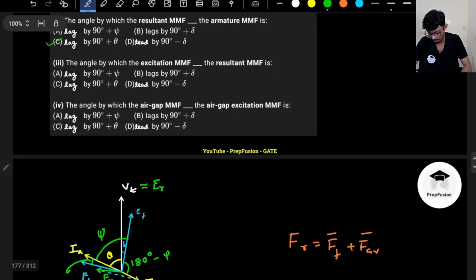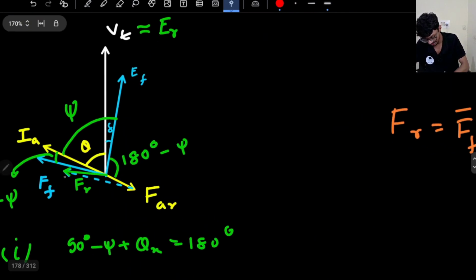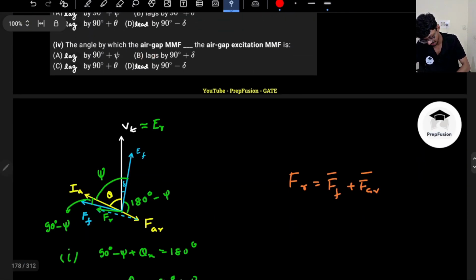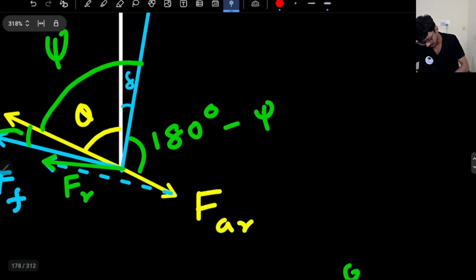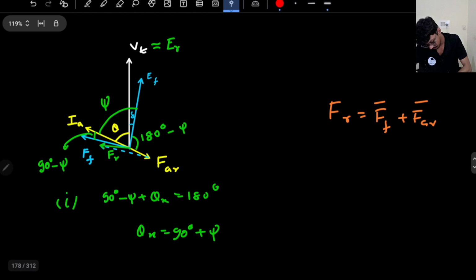Now let's do the third one, the angle between the excitation MMF and the resultant. The excitation MMF is the air gap excitation MMF, which is here. The resultant MMF is here. What is the angle between these two? This much angle is 90 for certain, and this much angle is 90 minus psi. So again it is the same thing.